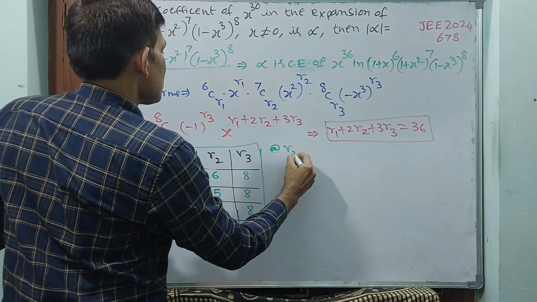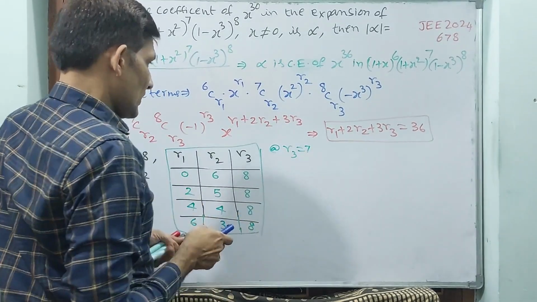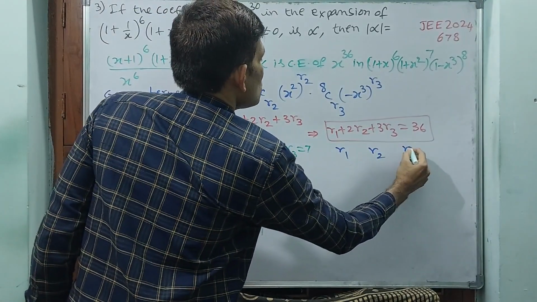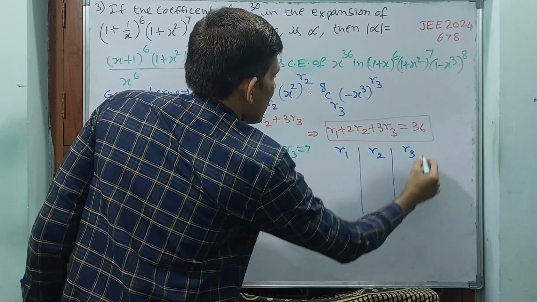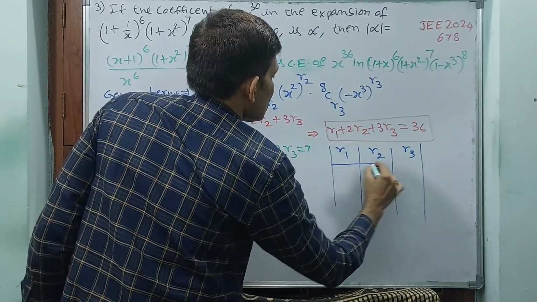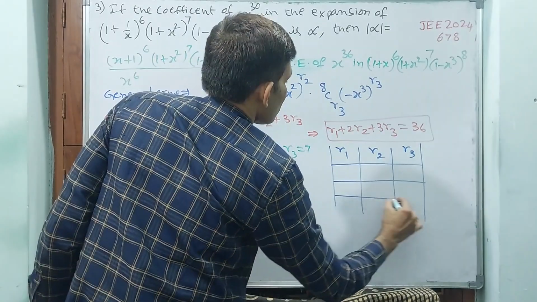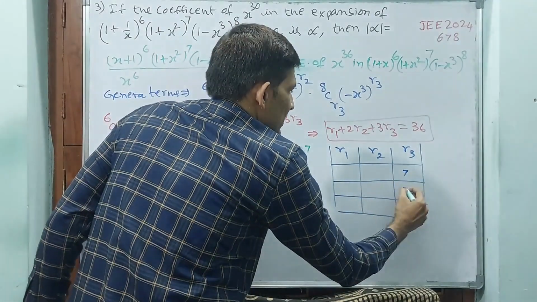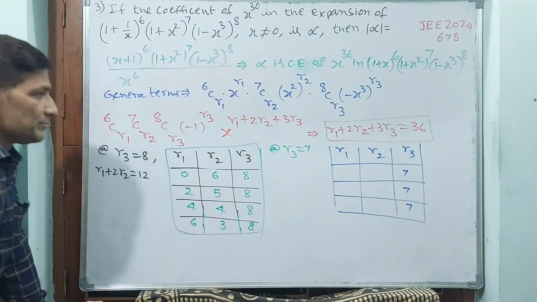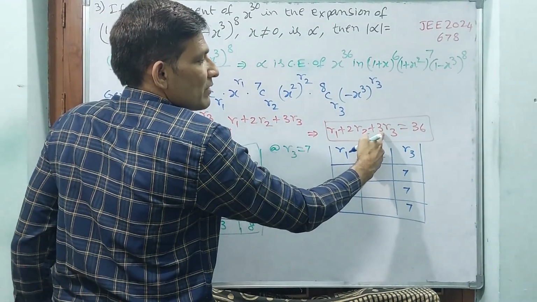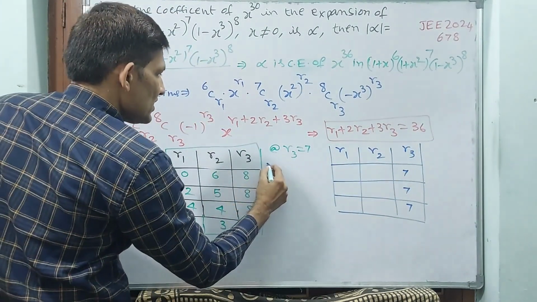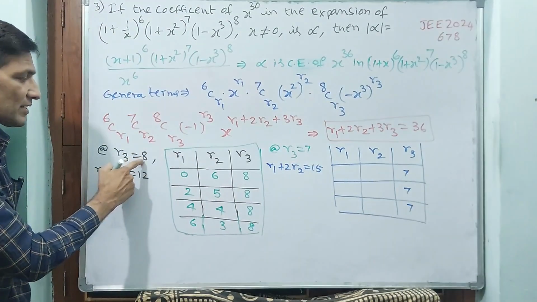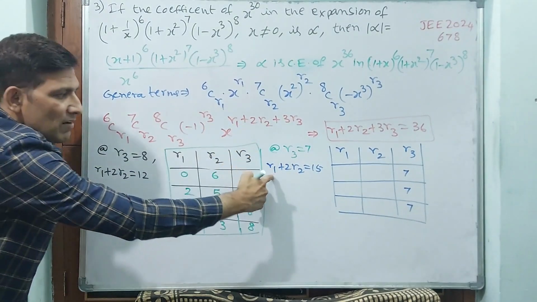Now at R3 equal to 7. That means R1, R2, R3, now I am taking 7. Observe carefully. R3 we have taken 7, 7, 7. If you take 7, 7 into 3 is 21. 36 minus 21 will be 15. That means R1 plus 2R2 should come 15. Earlier it was 12 because R3 we had taken 8. Now we have taken 7, that is why R1 plus 2R2 should come 15.